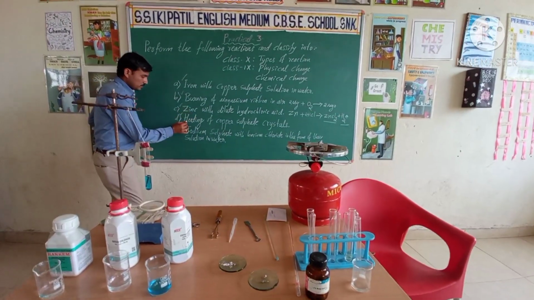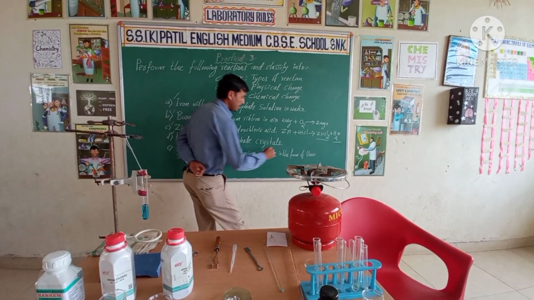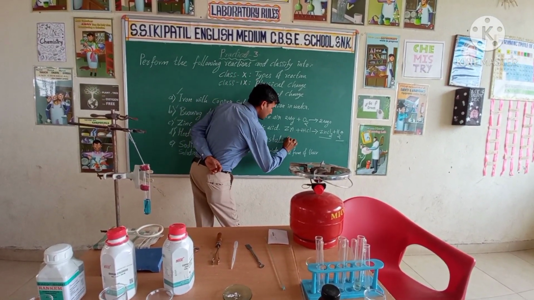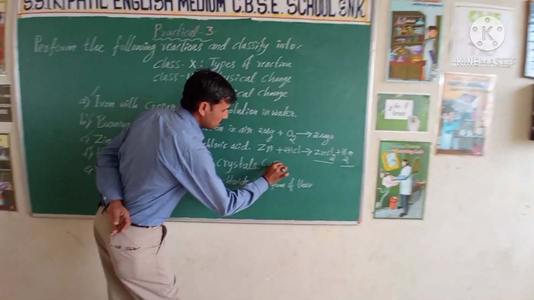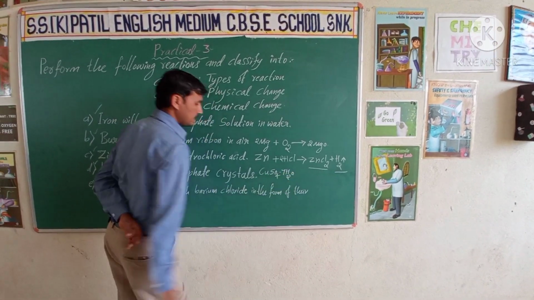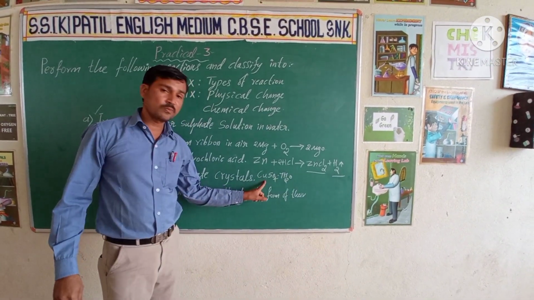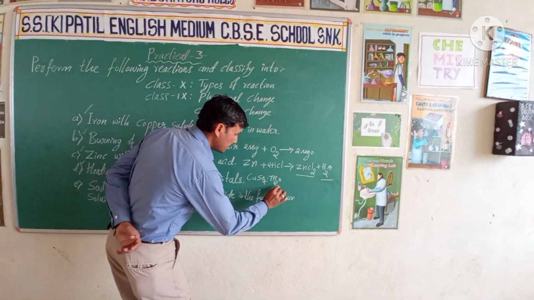Then we just saw the heating of copper sulphate crystals. What is happening in the heating of copper sulphate crystals? Copper sulphate crystals are blue in color, and they contain 7 molecules of water. This is the actual chemical formula for copper sulphate crystals, which are blue in color.